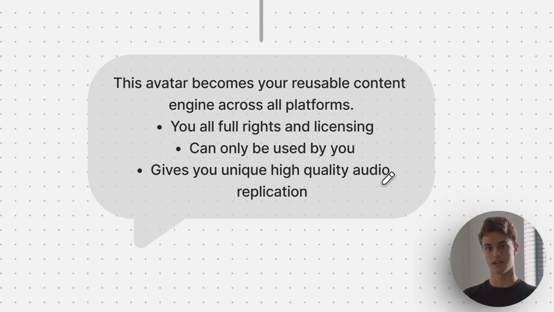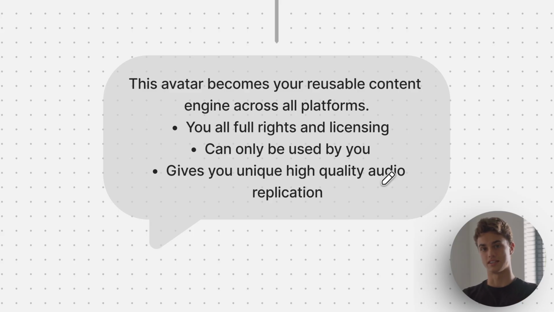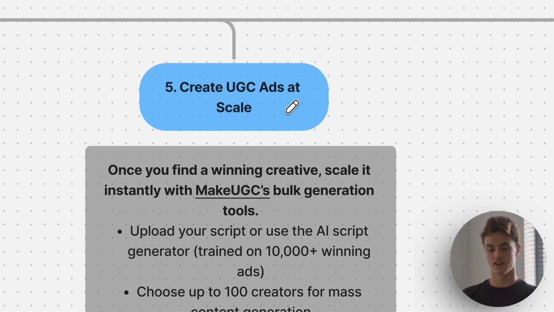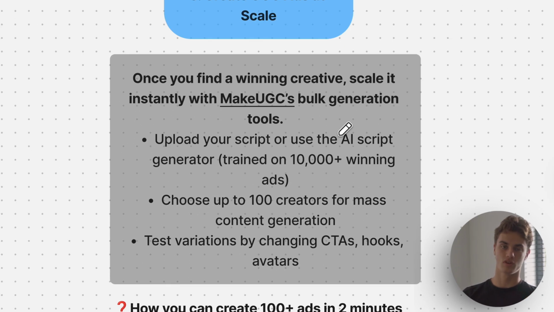So talking about making your own character, you don't even have to take one. You can literally make yourself into an AI character. Going on to step 5, create UGC ads at scale. We've talked about bulking ads, but we can do this in a way better way.